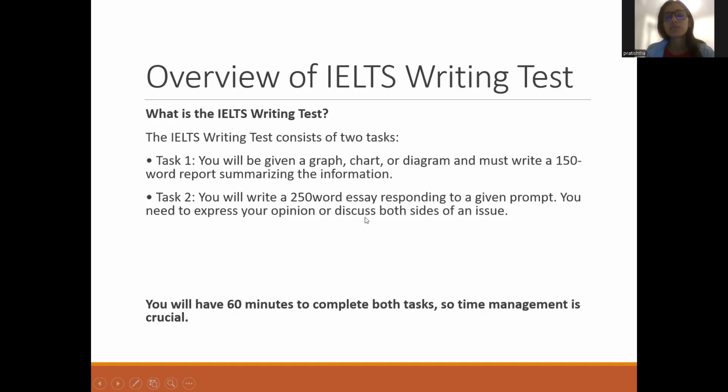You will write a 250-word essay responding to a given prompt. You need to express your opinion and discuss both sides of an issue. So, the second task is an essay writing. You will be given a topic. You have to tell your opinion and you have to discuss both sides of the issue, something like that, anything out of both of them.